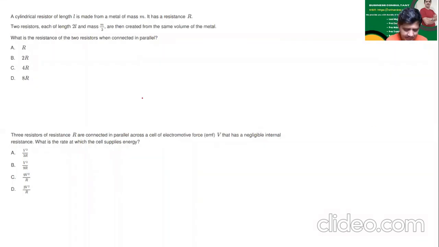Okay, seems that the previous methods were a bit complicated. So I just tried to do something easier. Okay, let us do this once again. See, it says there are two resistors each of length 2L and mass m/2 created from the same volume of metal. The same volume of metal, which means what? If we have a length L and area A, then m divided by L into A will be equal to density. Our mass should be equal to LA into rho. This is what we have.